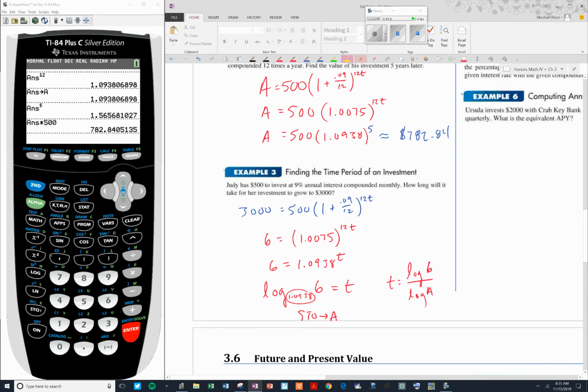So we've got log of 6 divided by log of the 1.0938, which I called A, and we get about 19.983, or almost 20 years. Just under 20 years. So this problem had us finding time.